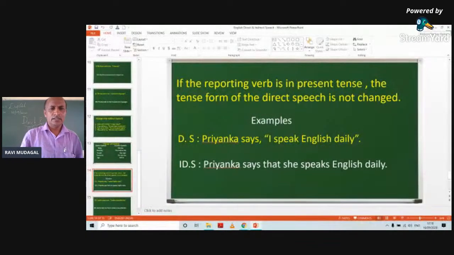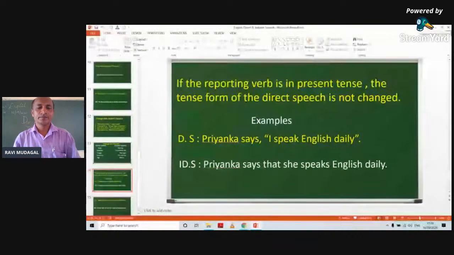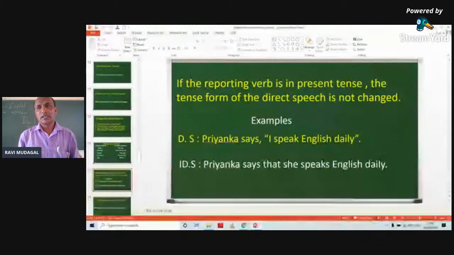Okay, dear students, one more important rule I would like to share with you. I would like to explain. If the reporting verb is in present tense, the tense form of the direct speech does not change. See, this is another rule. If the reporting verb is in present tense, the tense form of the direct speech is not changed. Right?